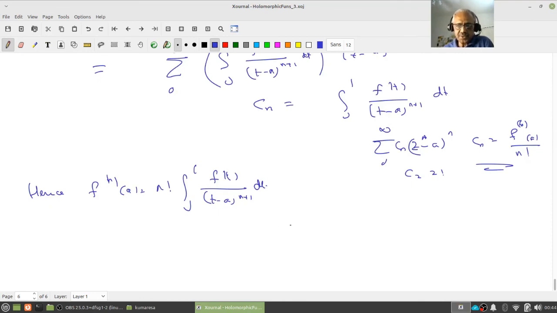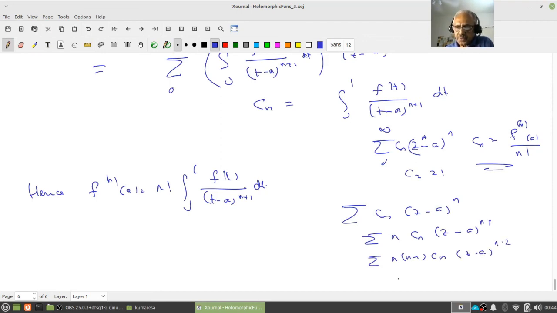Let me just make sure. If I have Cn z minus a to the power n, the derivative is going to be n Cn z minus a to the power n minus 1, the second one will be n into n minus 1 Cn into z minus a to the power n minus 2, and the third will be n into n minus 1 into n minus 2 Cn into z minus a to the power n minus 3. This is f dash at a. Of course I have to put z equal to a, f double dash at a and f triple dash at a, etc. So the only thing which will survive will be 3 factorial. The only surviving term will be 3 factorial, therefore that by 3 factorial, this is correct.